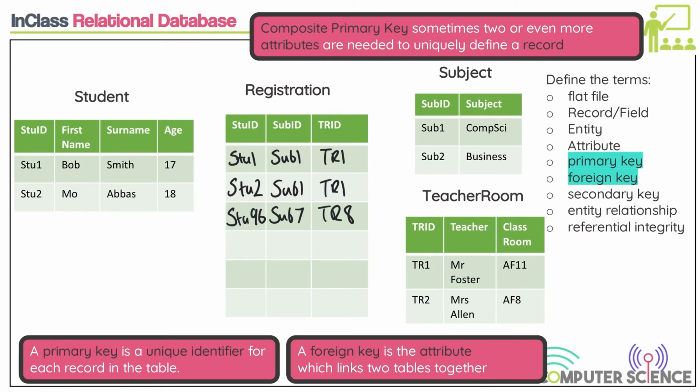Do I? I don't. Now I could introduce a new field here called regID. regID1, regID2, regID3, etc. Or I could just say, I will form a primary key through the composite of these three values. So Stu1, Sub1, TR1 is a unique identifier. And it is, right? Because they're never going to do it twice. So in this case, I've actually made use of a composite key. So a composite primary key, sometimes 2 or even more, in this case 3 attributes, are needed to uniquely define a record. So I've done it here.